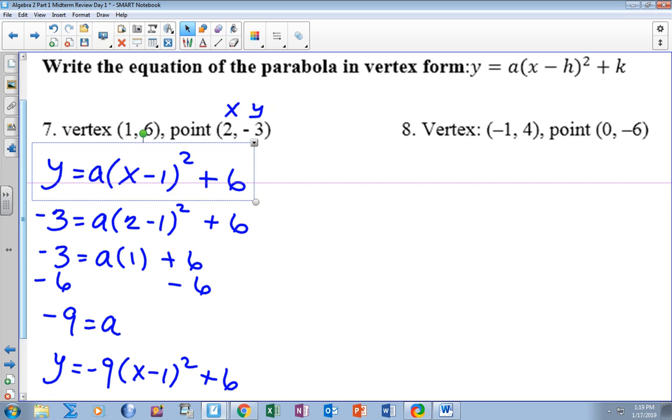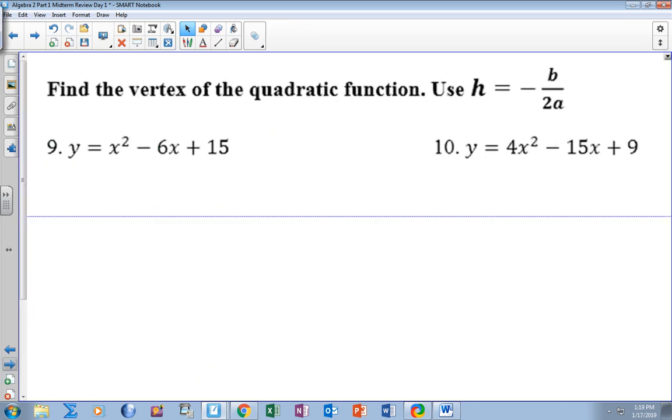You good, Genesis? Okay. All right, so let's look at the next type of problem. It says find the vertex of the quadratic using h equals -b over 2a. So remember, the first thing you have to do is make sure it's in standard form. When it's in standard form, it would be y equals ax squared plus bx plus c. To find the vertex, the h coordinate of my vertex is going to equal the opposite of b.